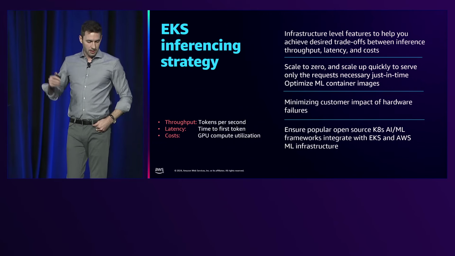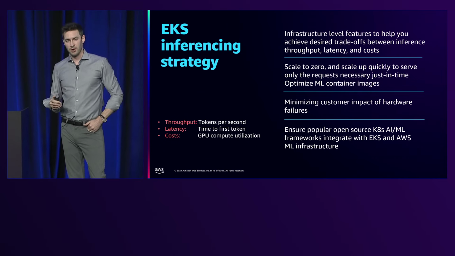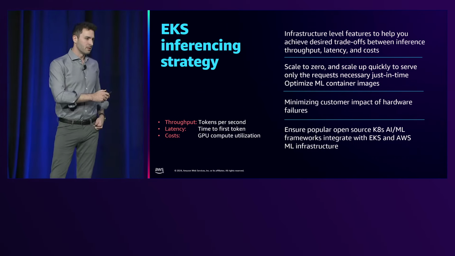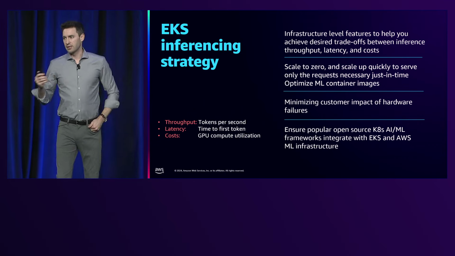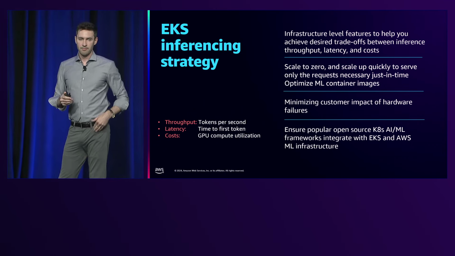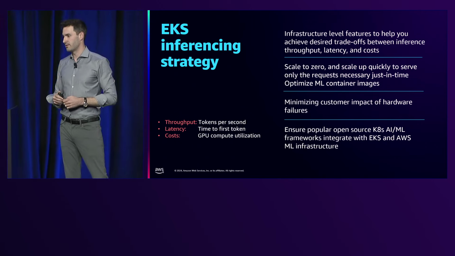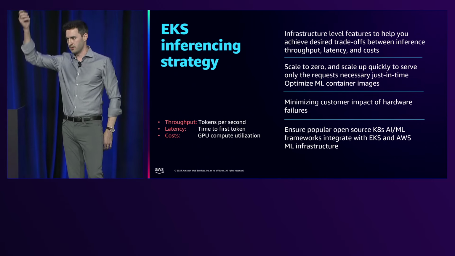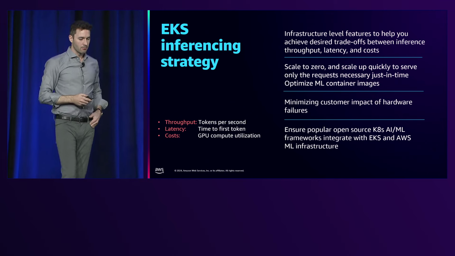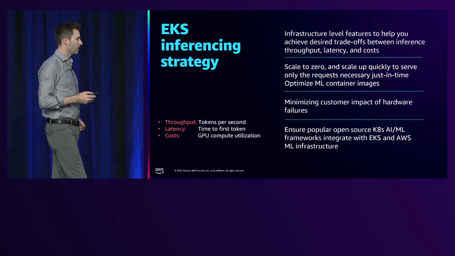Scaling to zero, scaling up quickly, optimizing ML container images. This is something we're doing quite a bit of work on in the Containerd project. Oftentimes these ML images are tens, sometimes I've seen hundreds of gigabytes. And when you start your instance, you don't want to wait 15 minutes while the instance is costing you money and the image is being downloaded. So we've done a lot of work there to speed that up. I just talked about minimizing hardware failures.